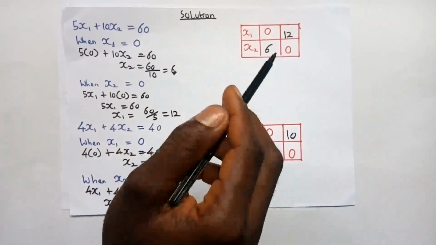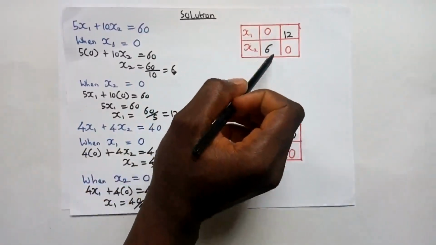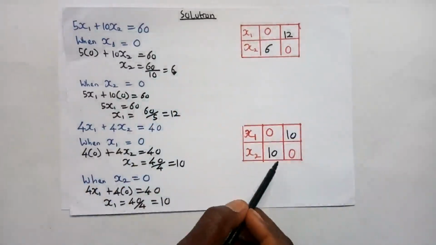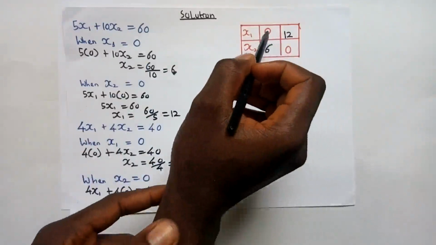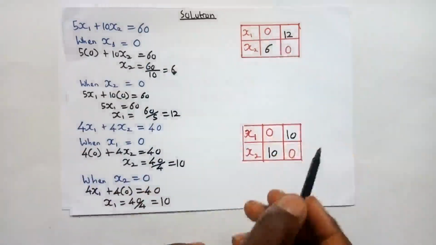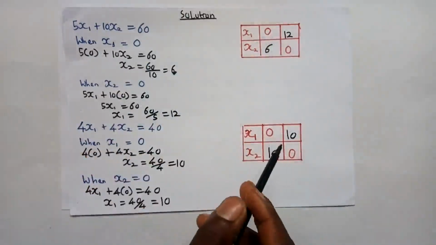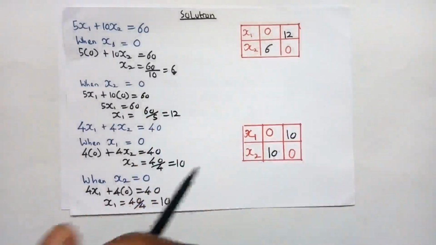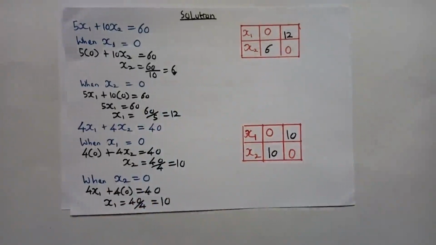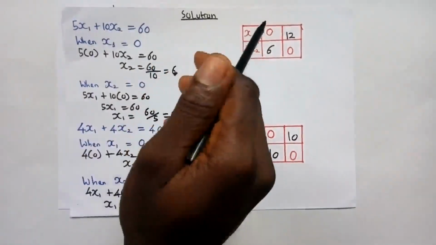As we can see, we have found 4 points here: (0, 6), (12, 0), (0, 10), and (10, 0). So from the first constraint, we have 2 points: (0, 6) and (12, 0). And from the second constraint, we have 2 points: (0, 10) and (10, 0). We can plot a graph using these points. We want to plot these points in a graph.